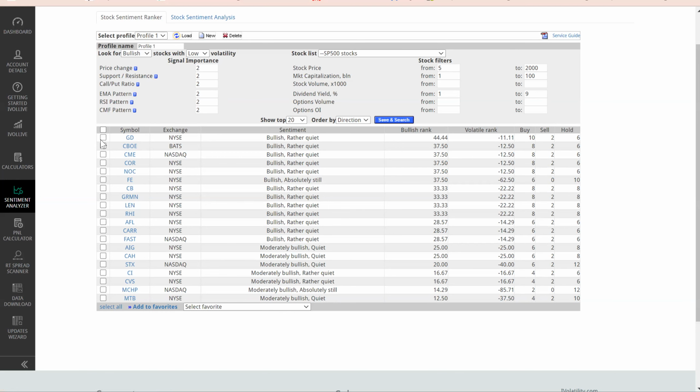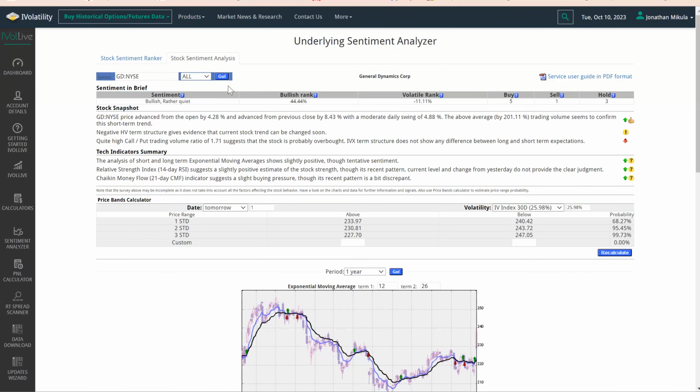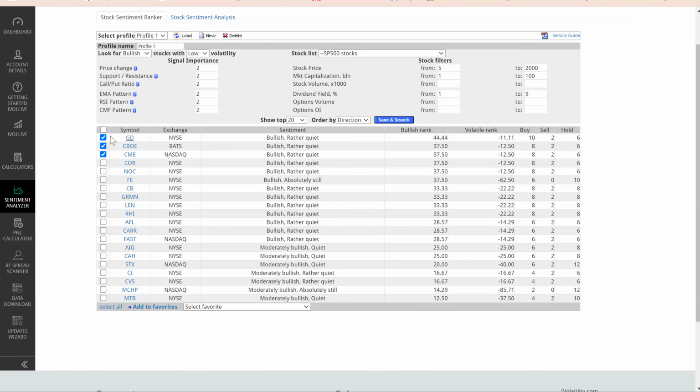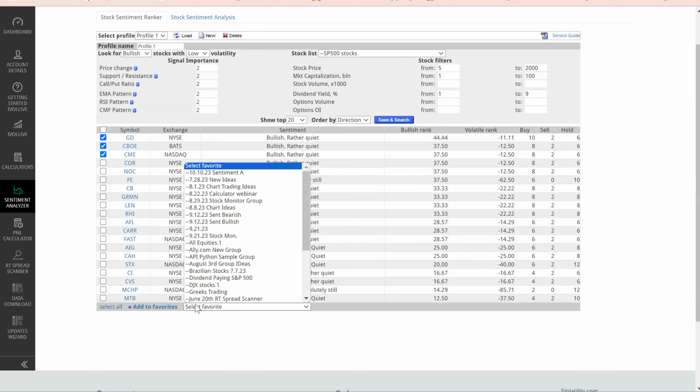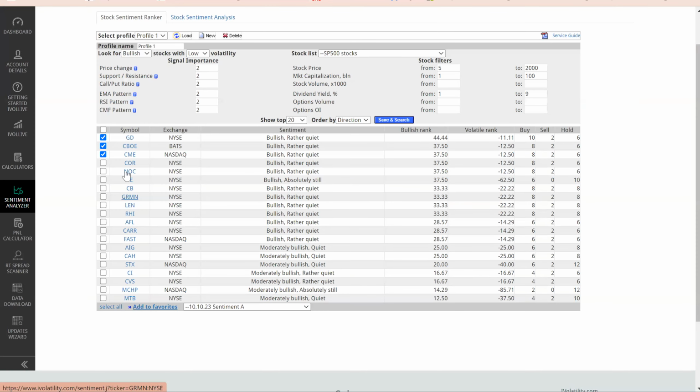So what you could do is just to take these three as an example. If you clicked on General Dynamics, that would take you into this stock sentiment analysis, just like what we looked at with Exxon. But if we clicked these three and we wanted to do further analysis, we could come here and then add them. This is that new group that I just created. Hit add to favorites. And what's great is now these three have populated in my new trading group for further evaluation.